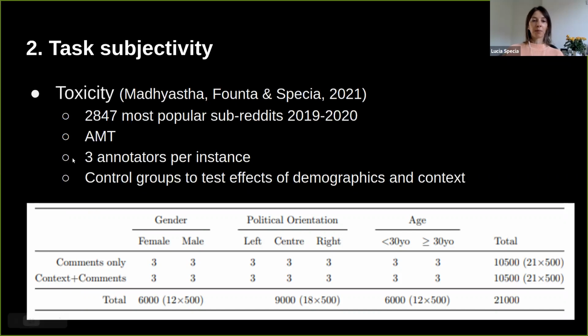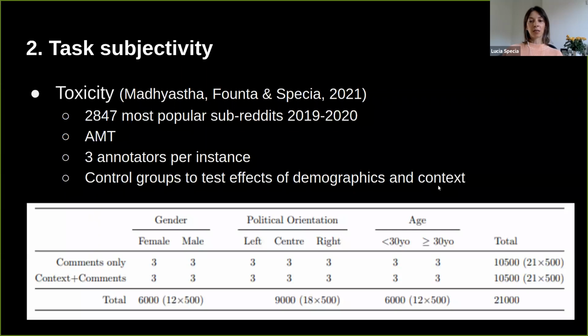We use Amazon Mechanical Turk for that, which is different from the 2 tasks that I described so far, which were all done with professional translators. In this case, it's not translation, but it's done with a crowd. And we have 3 annotators per instance in principle, and then we increase this, and I'll show you a bit later. And in this data set, we're also interested in looking at what we call control groups, which are groups of annotators that share a particular demographic aspect. And we look at gender, political orientation, and age.